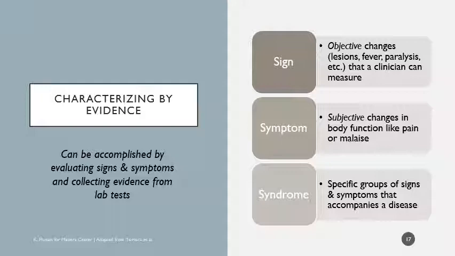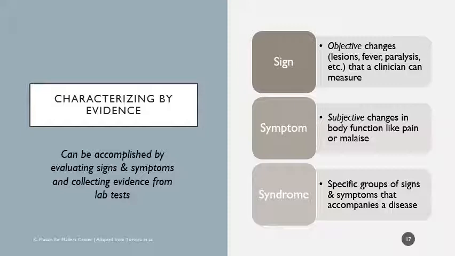One is by looking at the evidence of how it's affecting the patient. Signs and symptoms are very similar, but they are pretty different in a lot of ways too. Signs are objective. They are a change that a clinician can see and measure. They can observe it. So that might be a lesion in the skin. It could be a rash. It could be a fever that you can measure. It could be paralysis. You can see whether a patient reacts to something, do a neurological test. So there's lots of different things that you as clinicians can observe.